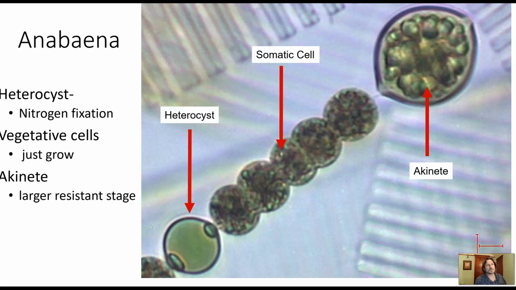More specifically, if you've taken micro, this would be a trichome, but we just call it a filament. Right? And so you can see the heterocyst here. It's clear. This is not stained. You can see it's got two little dimples on either side. That's a little indentation of the membrane that's probably important for an invagination of the membrane for doing this nitrogen fixation. Then you have what we call a vegetative or somatic cell.